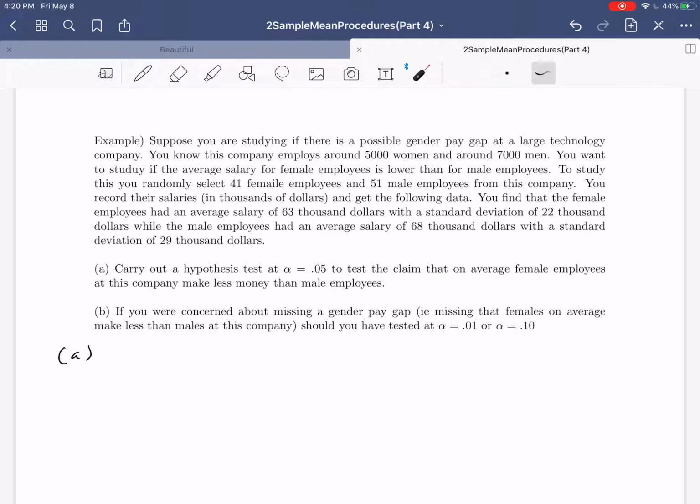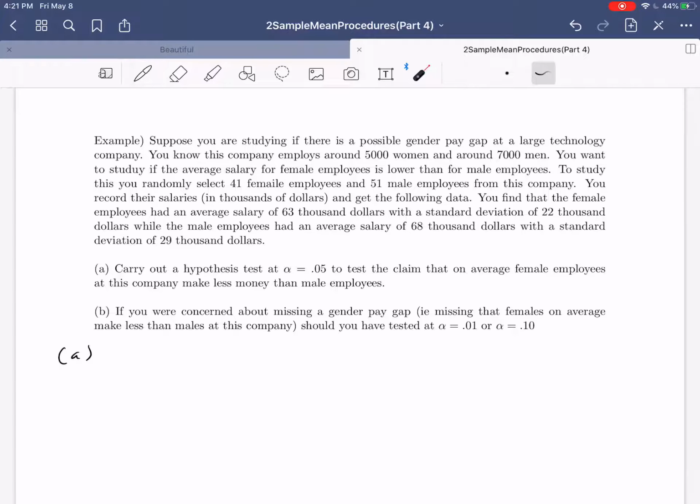So we know that we're supposed to run a hypothesis test. We've got 3 different hypothesis tests to choose from: one sample mean, two sample mean, and matched pairs. Well, which one is this going to be? Our claim is about two separate populations. We're supposed to be comparing female employee salaries against male employees. That means that this is going to be a two-sample mean procedure.